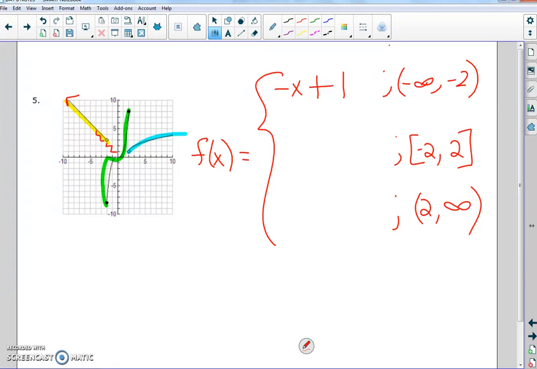The green is obviously a cubic that has not been shifted at all. So that is just x to the 3rd power. And then the blue is a square root function. It has not been flipped at all. It moved from my original parent function starting point of 0, 0. It moved right 2 and up 1.